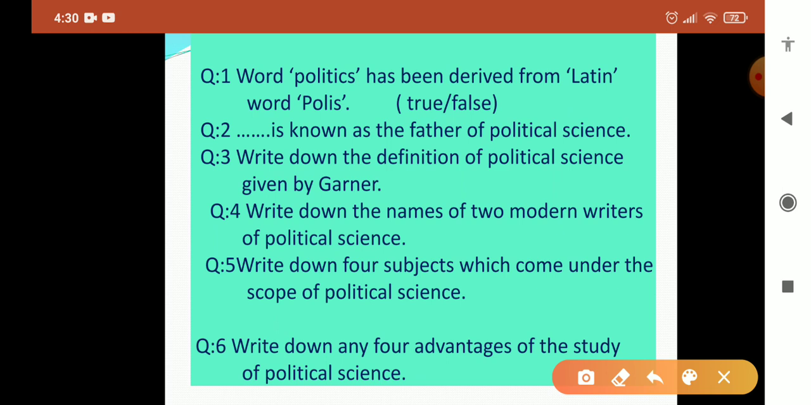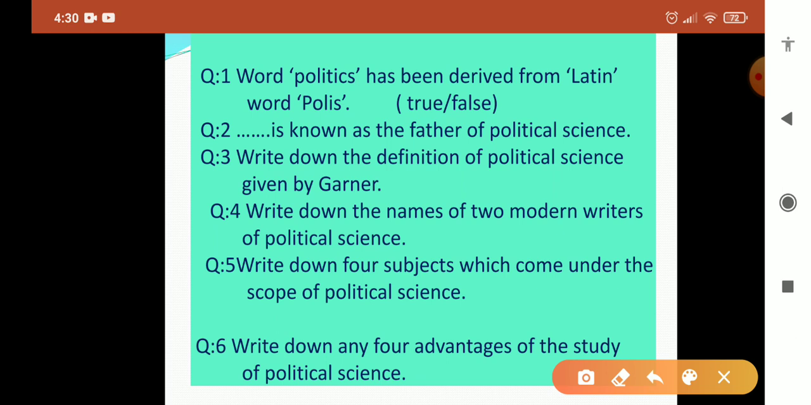Dash is known as the father of political science. So here Aristotle is known as the father of political science. Write down the definition of political science given by Gardner. So what does Gardner say? Gardner says that political science begins and ends with the state. Very easy definition, right? Next, write down the two names of the modern writers of political science. So modern, keep in mind David Easton, Robert Dahl, Charles Merriam. Two names are sufficient: David Easton, Robert Dahl.